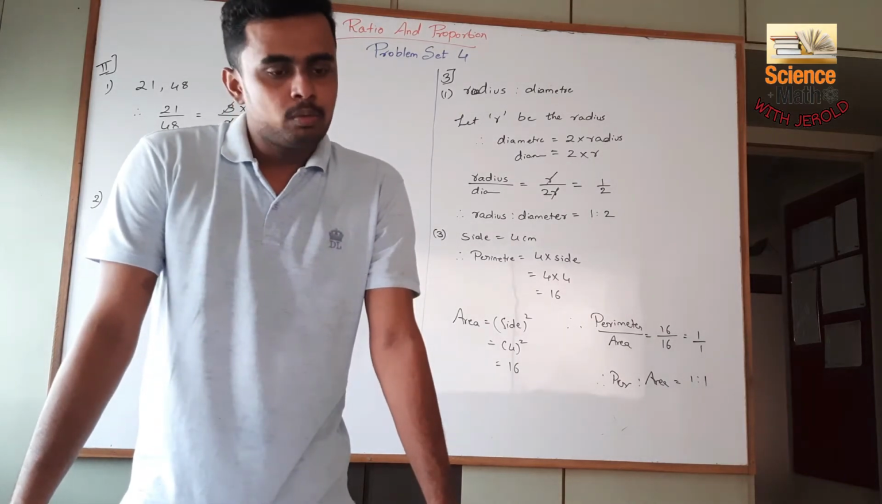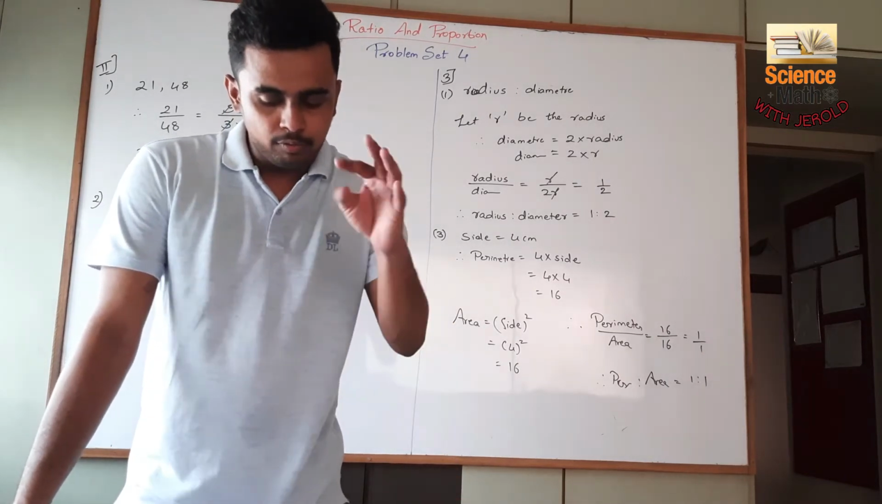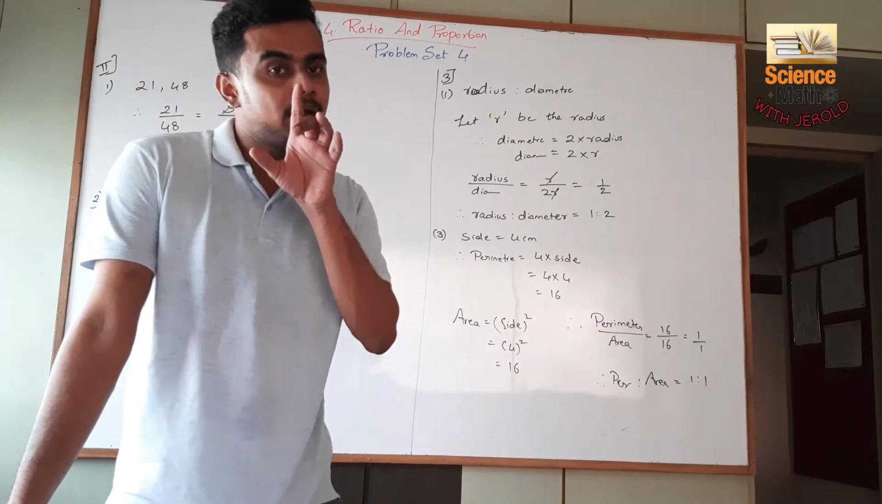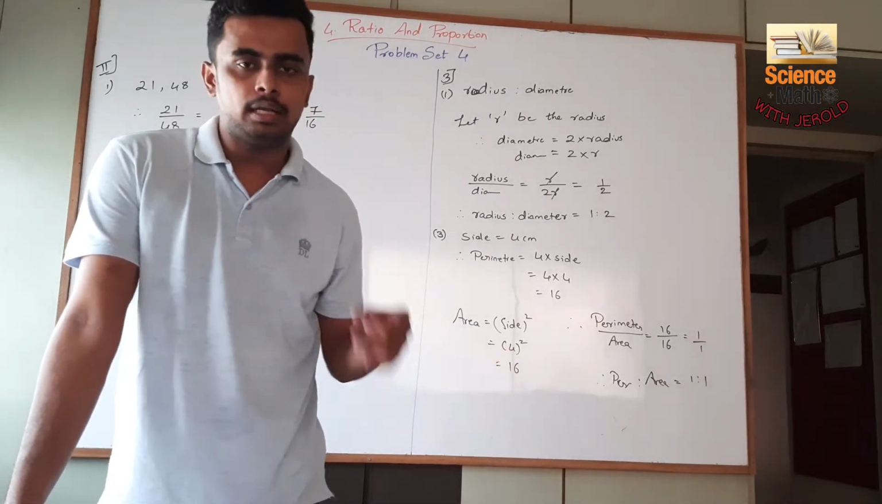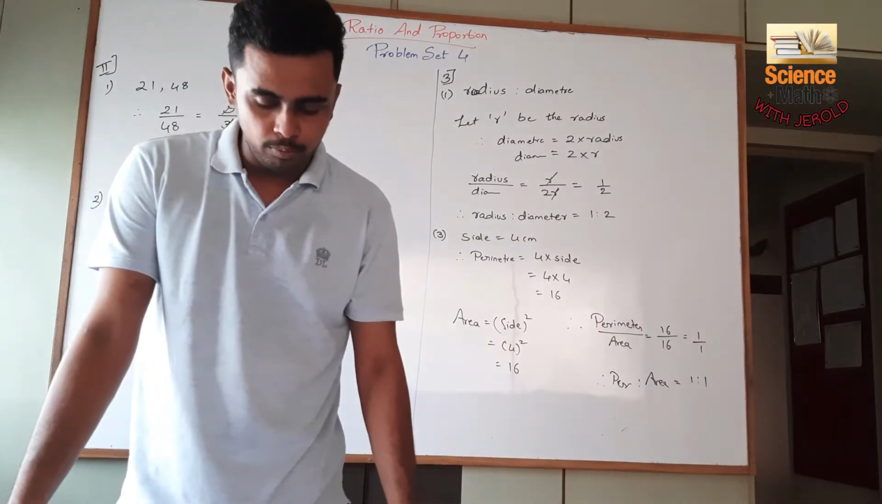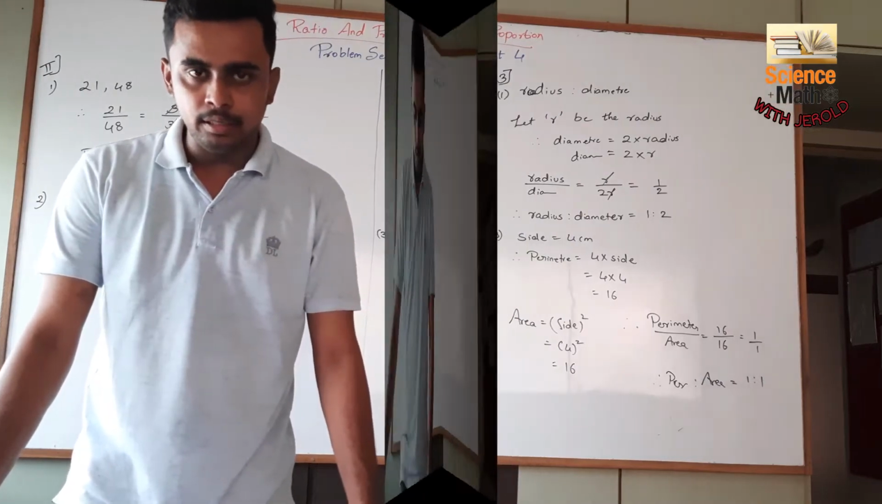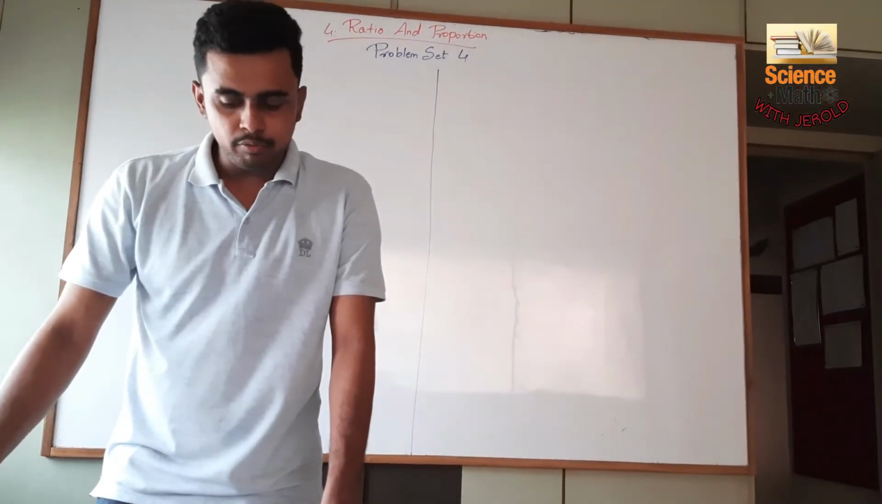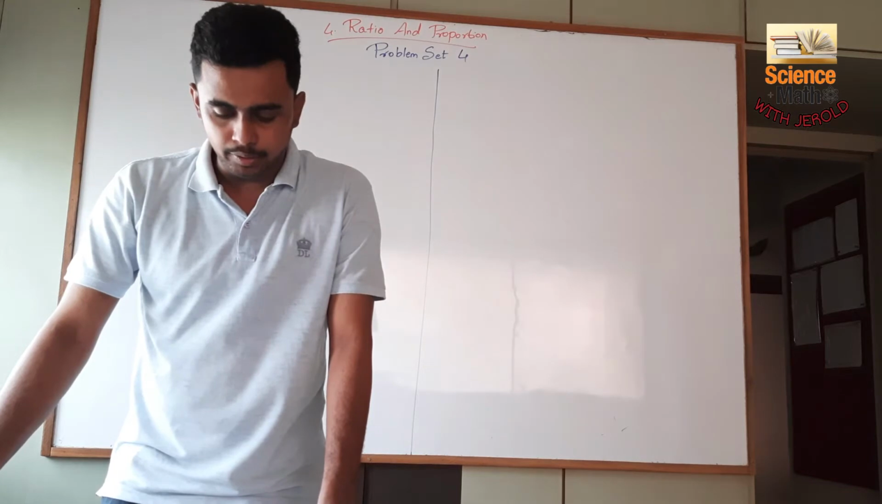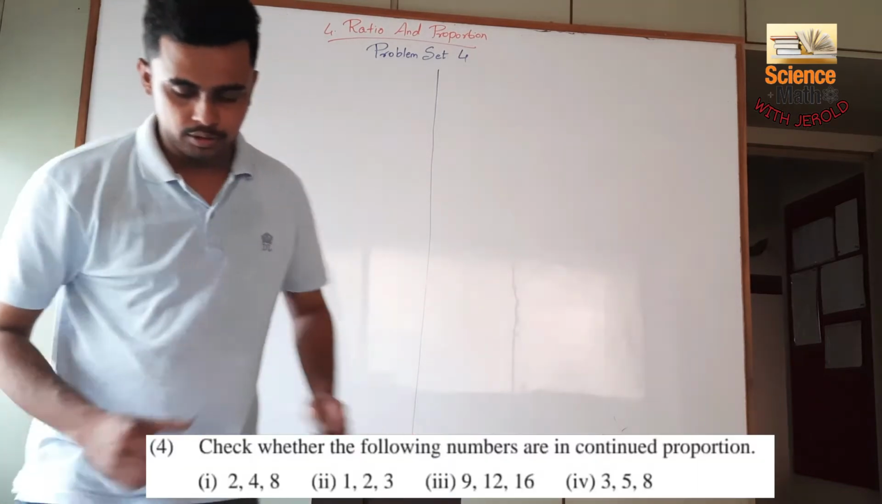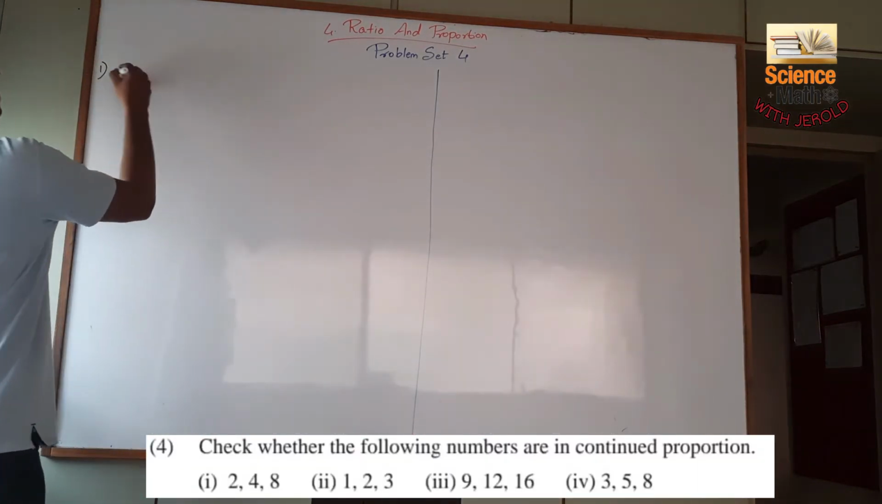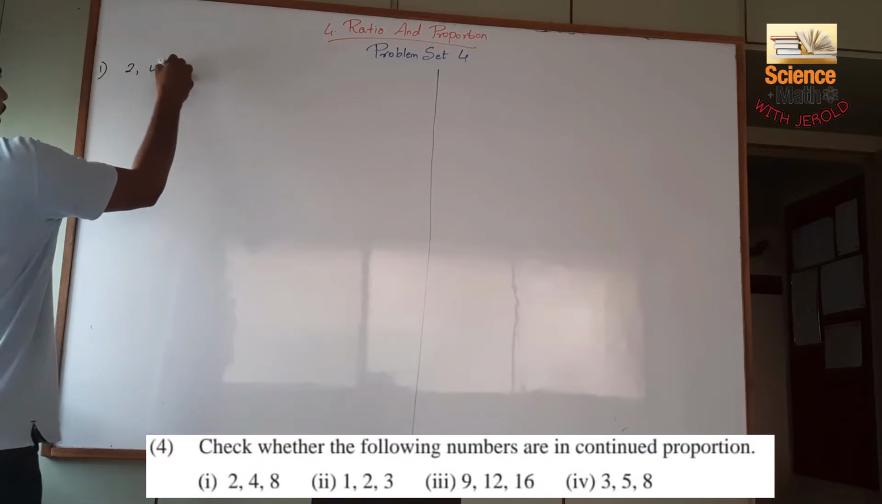Now let us do question number 4. Check whether the following numbers are in continued proportion. This question we have not done earlier. So let us see what we have to do in question number 4 as I clean the board. Question number 4. Check whether the following numbers are in continued proportion. The first question: we have 2, we have 4 and we have 8.